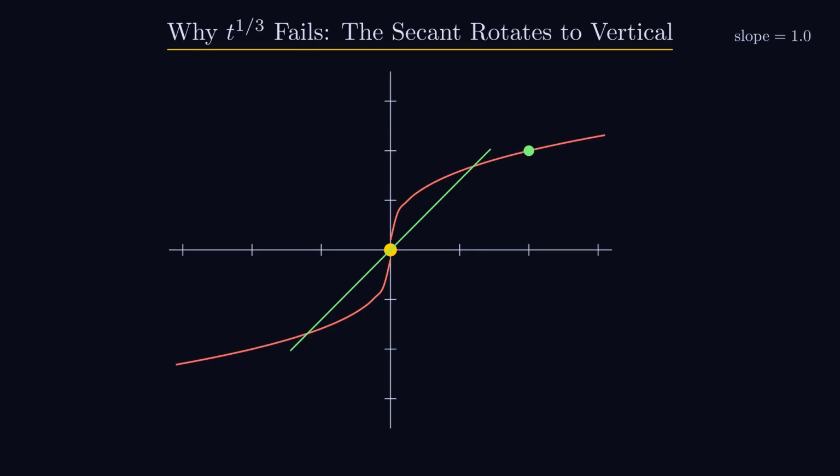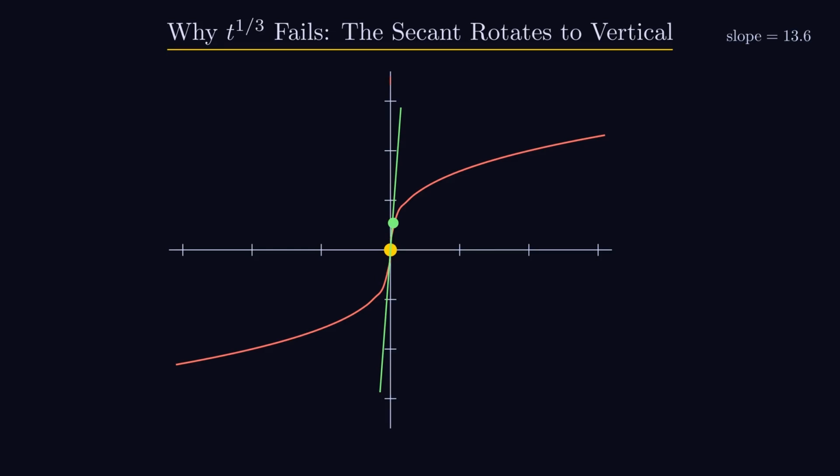The difference quotient definition of the derivative at 0 is the limit of the slope as the moving point approaches the origin. As t decreases towards 0 from the right, the slope t to the negative 2/3 grows without bound. The secant line rotates continuously toward the vertical. There is no finite angle it approaches, the rotation continues without limit. From the left, approaching through negative t, the same divergence occurs by symmetry.